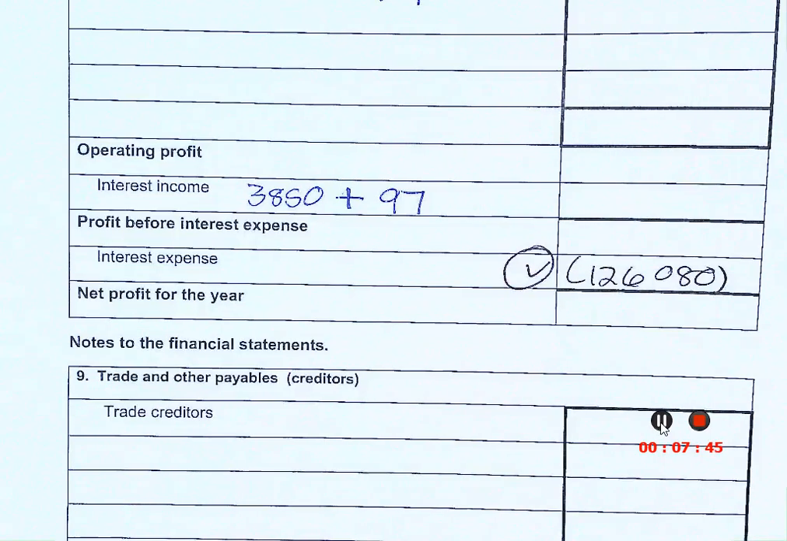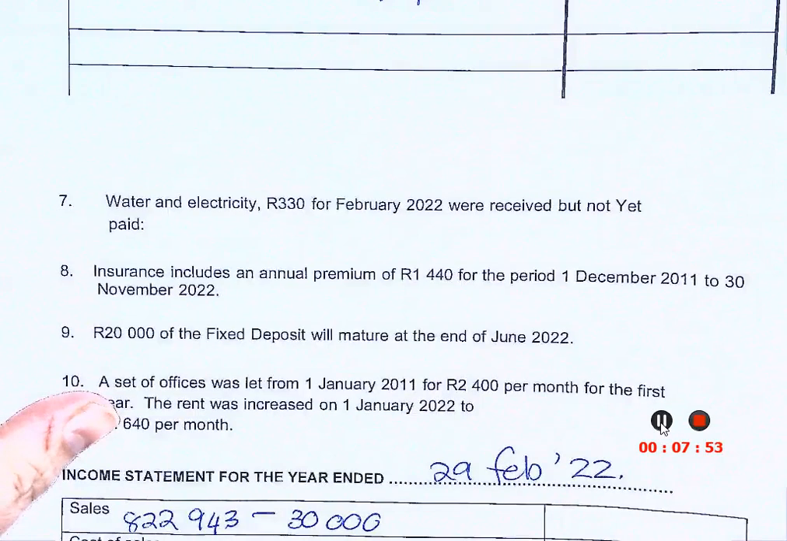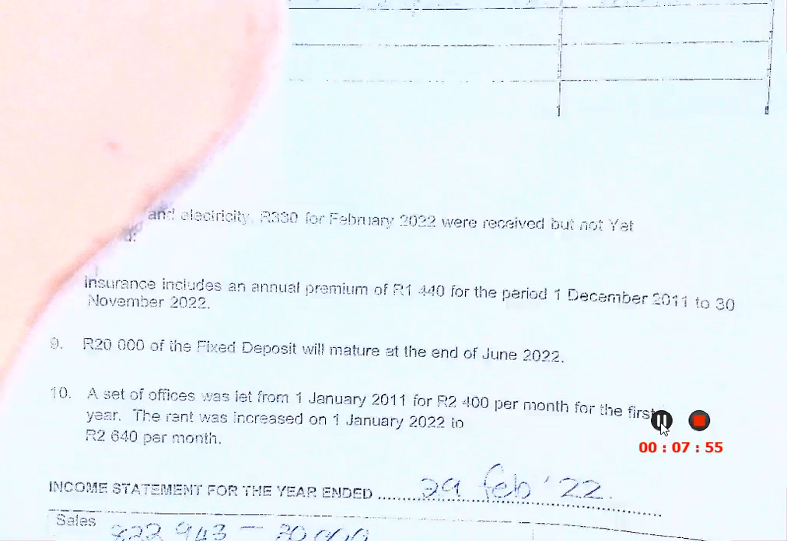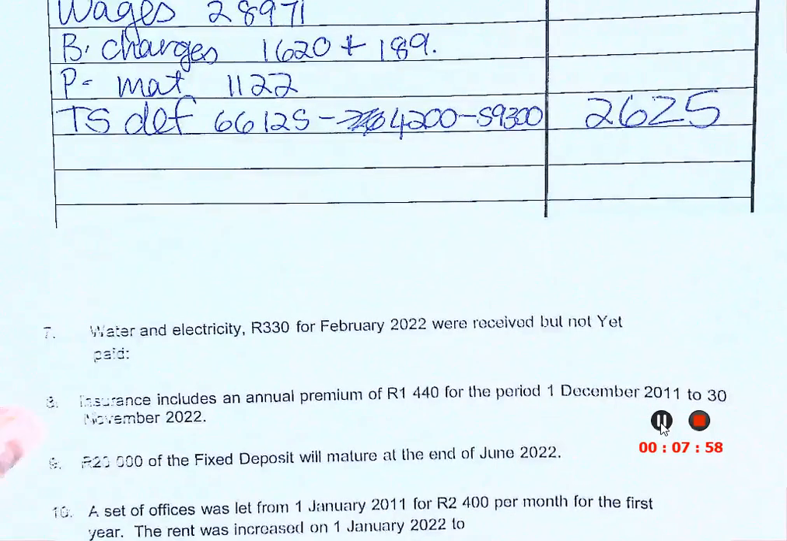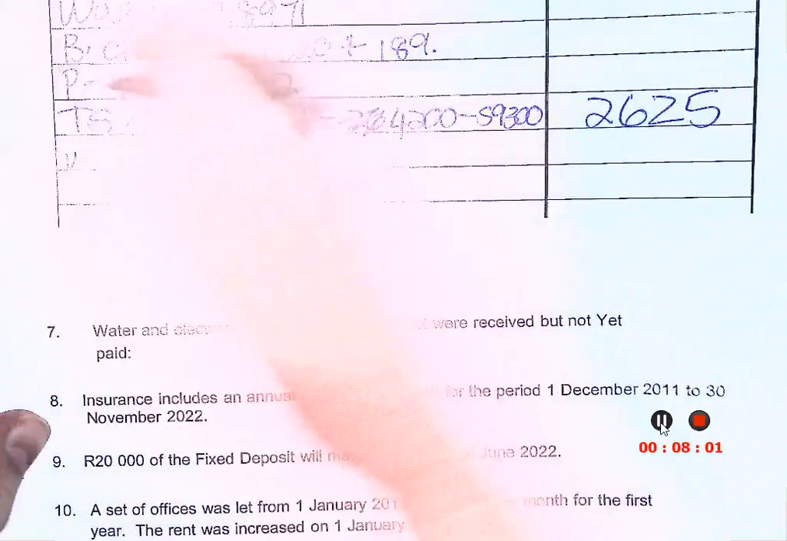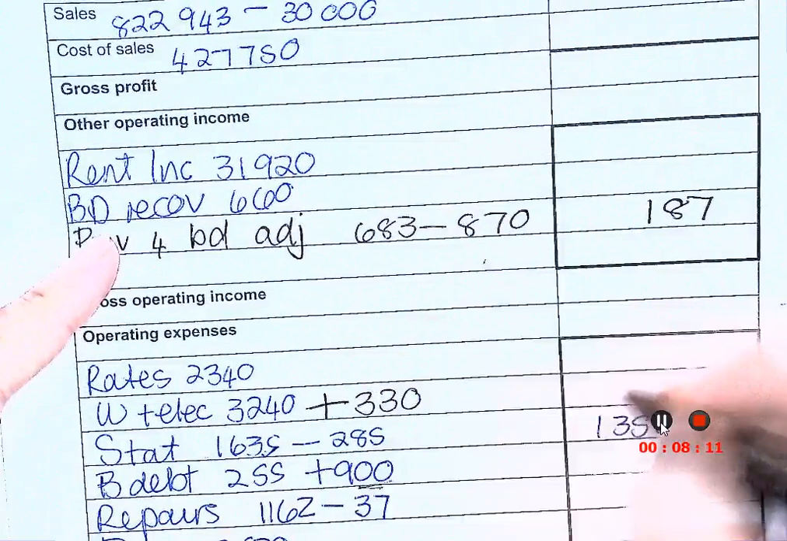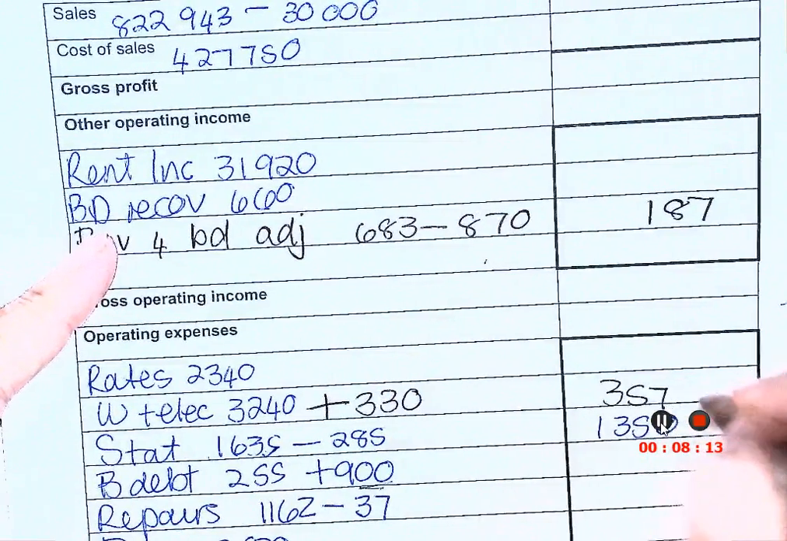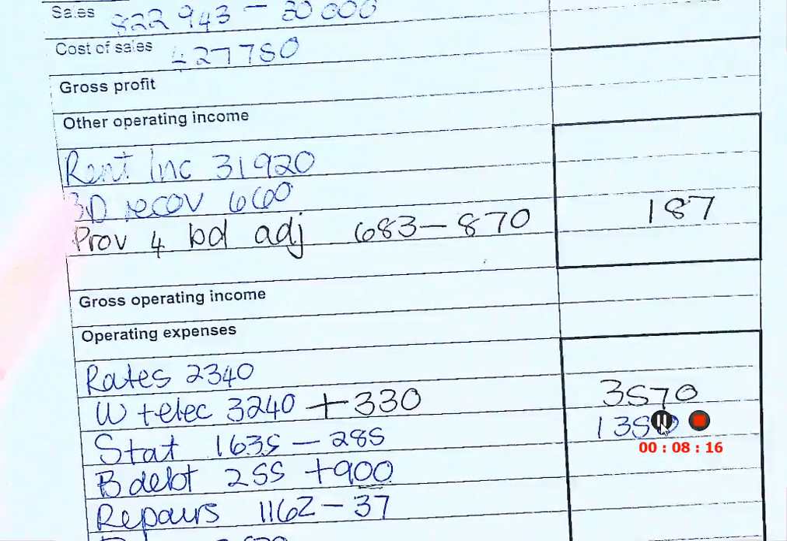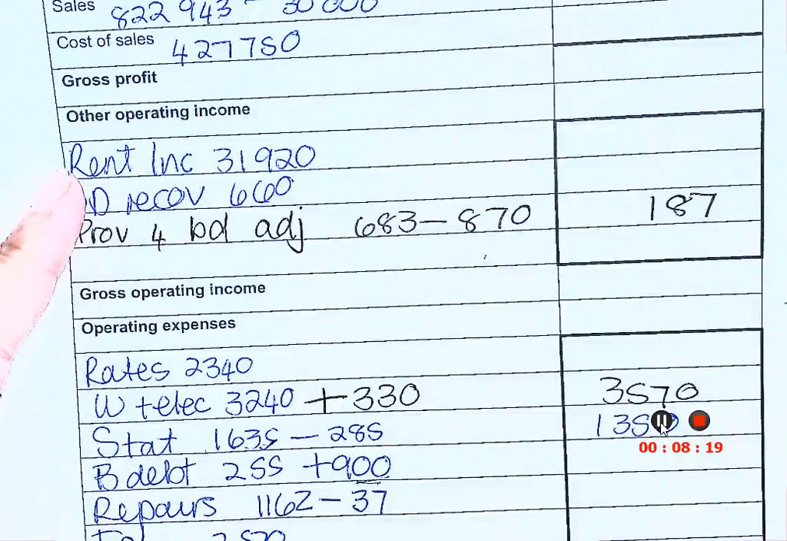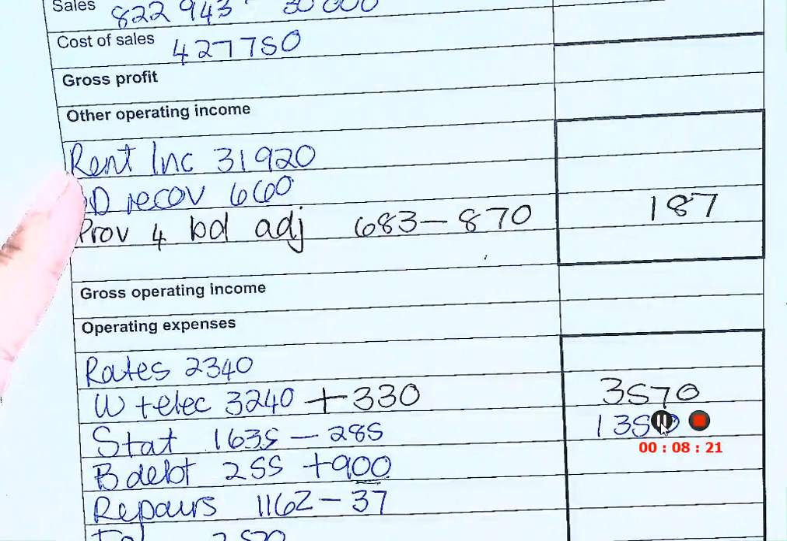Okay, next one. What is the next one? Water and electricity, not yet paid. So I know this is accrued. It's outstanding. So I'm going to have water and electricity. I already wrote it here. Accrued plus 330. So that gives me 3570.